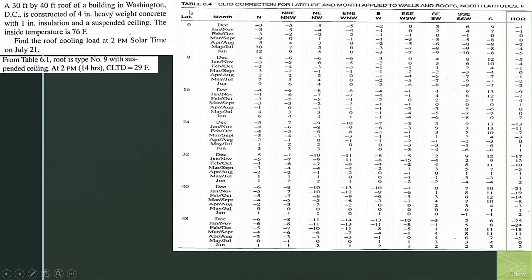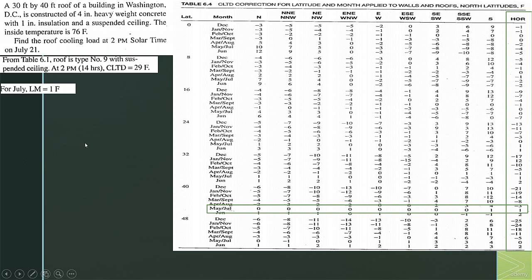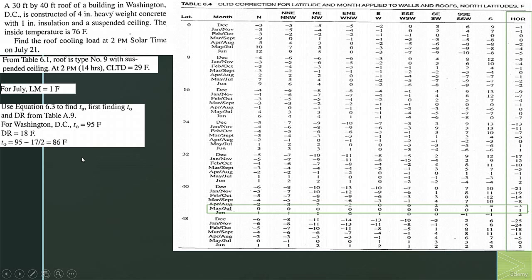Next we find the value of LM. Here July 21 is our peak time, and the latitude of Washington DC is 40, so that's why we find this. Now here you see the LM value is 1F. So we write here LM value of 1F.